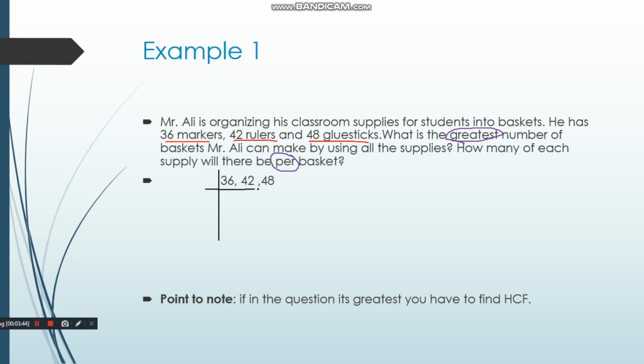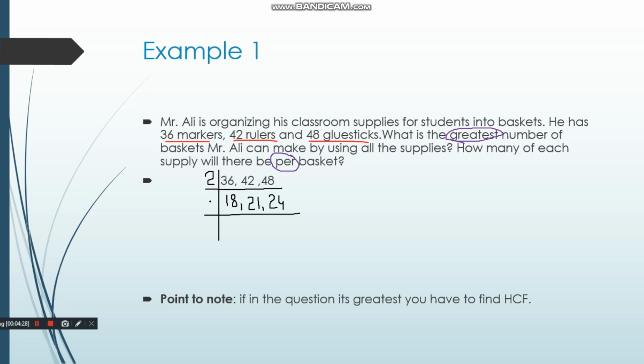So you are going to make 2 lines, horizontal and vertical, and I explained in my previous video that when you are going to find HCF, all the given numbers should be divisible by the same table. So all these 3 numbers are even numbers, so as you know, you can divide by 2. And I also explained that you have to start with the lowest prime factor, that is 2. So you read the table of 2: 2 eighteens are 36, then 2 twenty-ones are 42, and 2 twenty-fours are 48.